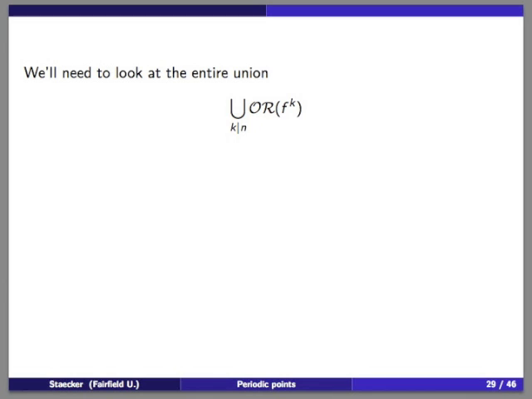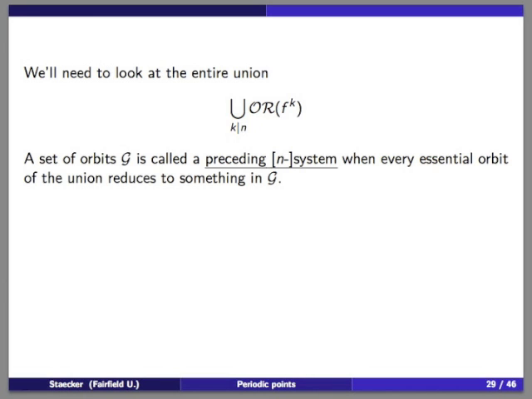We need to look at the entire union. This is the Reidemeister orbits. So if you're considering the periodic points of period n, you need to look back at all of the previous levels which divide n. Those are the only ones you care about. Consider all of those orbits.